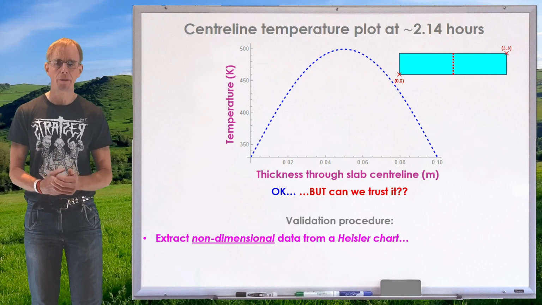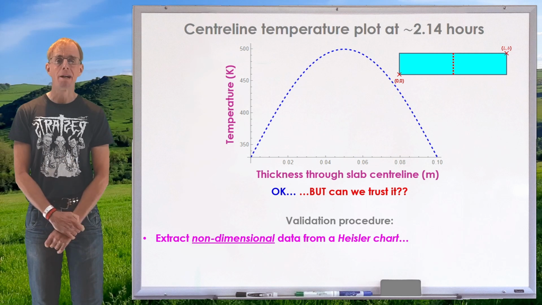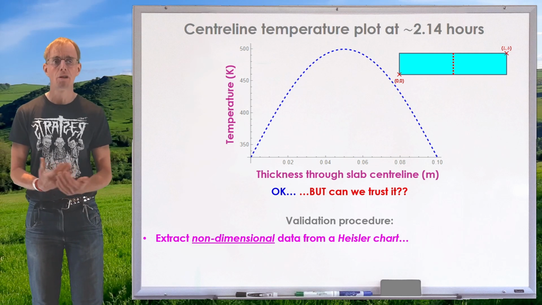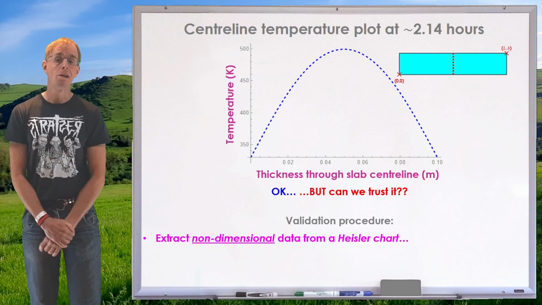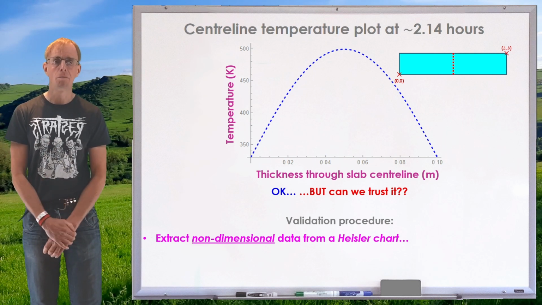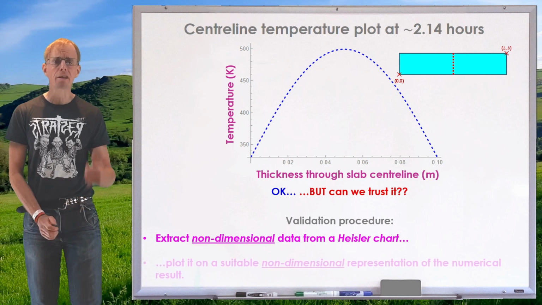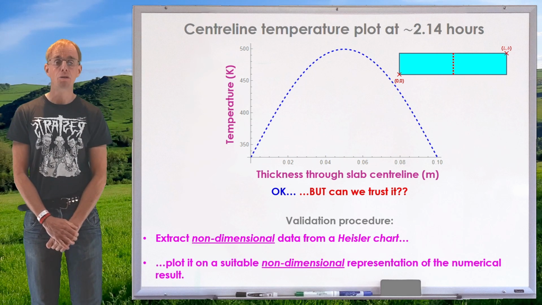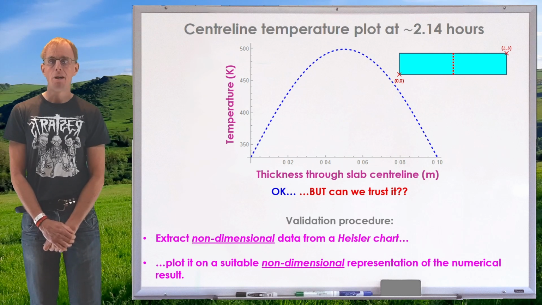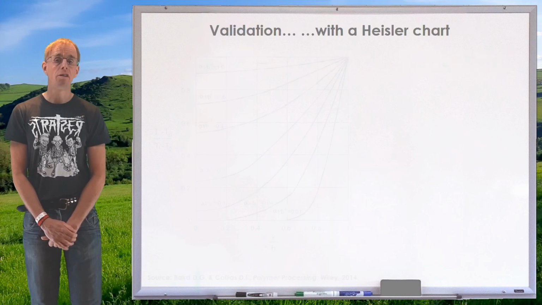Very, very useful. They're presented in a non-dimensional manner, so they can be adapted to a number of different practical scenarios. So what I'm going to do is extract non-dimensional data from a Heisler chart. I'll give you an example of a Heisler chart in a minute. And then I'm going to non-dimensionalize this temperature profile such that I can compare the two data together. So let's look at our Heisler chart in brief.